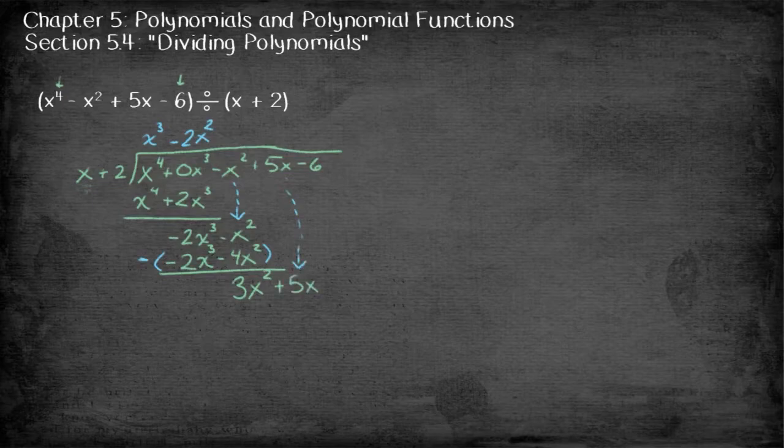And I need to multiply x by 3x to get 3x squared. 2 times 3x is 6x. And I get negative x minus 6.